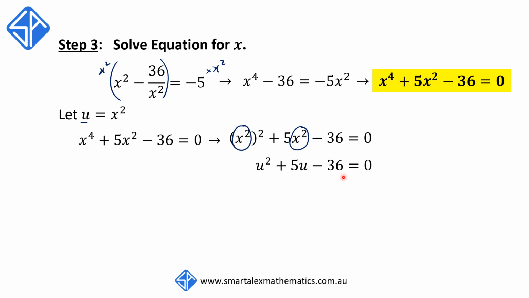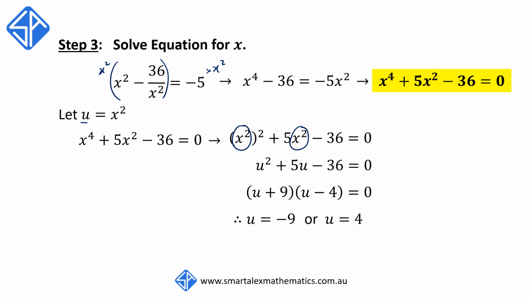We need to find two numbers that multiply to give -36 and add to give 5. The two numbers would be +9 and -4. So this factorizes to u plus 9 times u minus 4 is equal to 0. And of course, if two factors multiply to give 0, this means that either one or both is 0. So if u plus 9 is equal to 0, we're going to get u is equal to negative 9. Or if u minus 4 is equal to 0, we're going to get u is equal to 4 as our other solution.